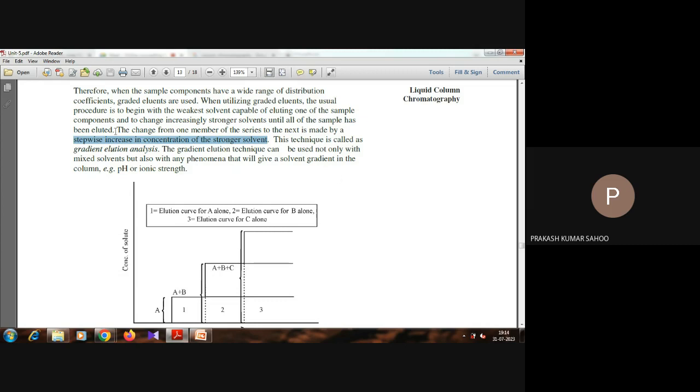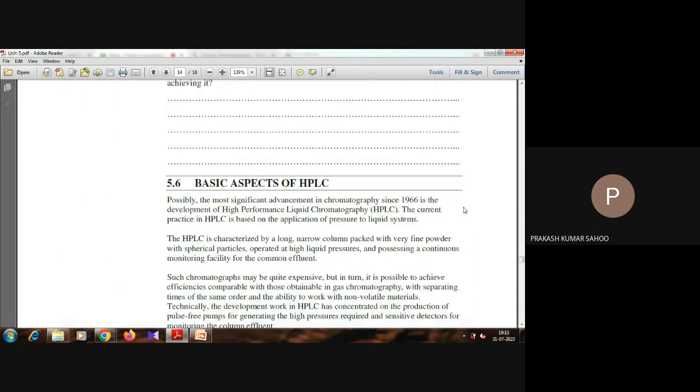This technique is also known as gradient elution analysis, because grade by grade we have to change the concentration. The gradient elution technique can be used not only with mixed solvents but also with any phenomena that will give a solvent gradient in the column, for example, pH or ionic strength. In pH analysis also the concentration depends, and also in the ionic strength measurement.